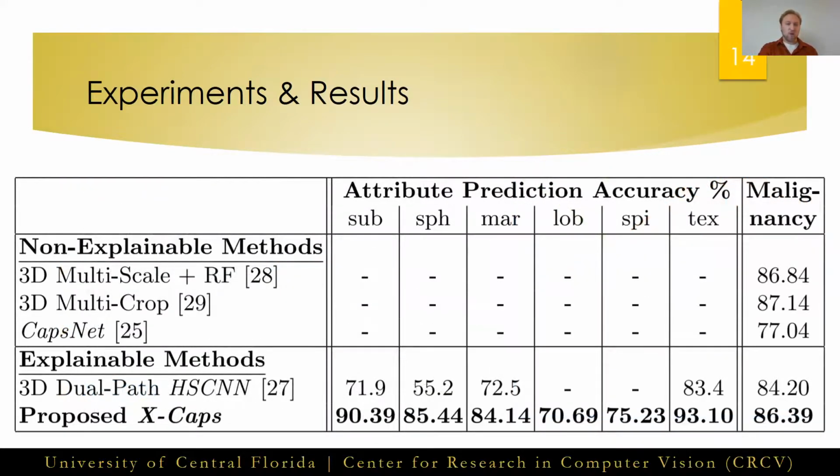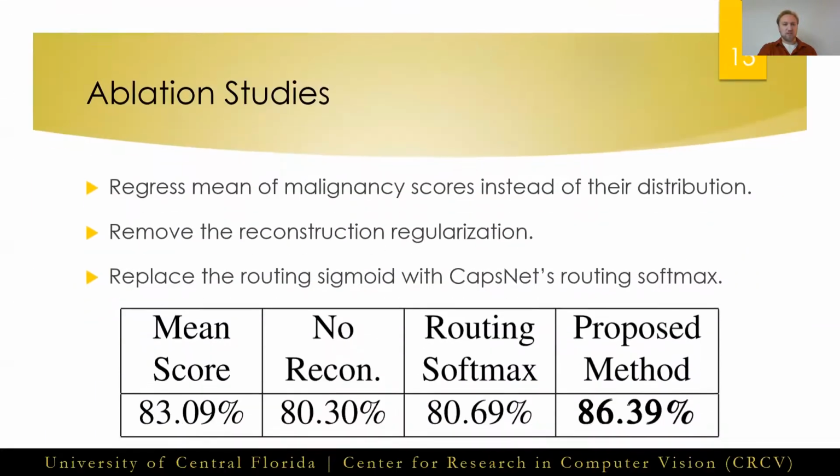Here are the quantitative results of our experiments, where our simple 2D 3-layer XCAP significantly outperformed the explainable HSCNN on predicting attribute scores, while also achieving a higher malignancy prediction accuracy, with performance comparable to that of the non-explainable deep multi-crop and multi-scale 3D CNNs. We also performed an additional 3 ablation experiments, which can be found in our paper.